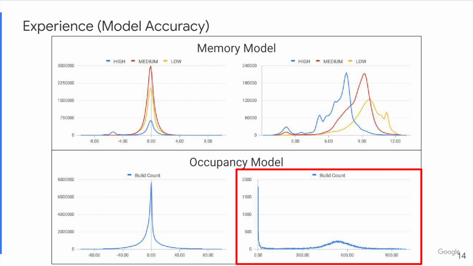Finally, in this graph, the x-axis is the actual occupancy usage, and the y-axis is the build count. We can see that there's a small bump at around 500 occupancy, which is expected because we have a 500 occupancy cutoff for all the builds. There's also a spike at 0. This is because the majority of our builds hit the action cache, which doesn't use any executors. So these builds have 0 occupancy usage.